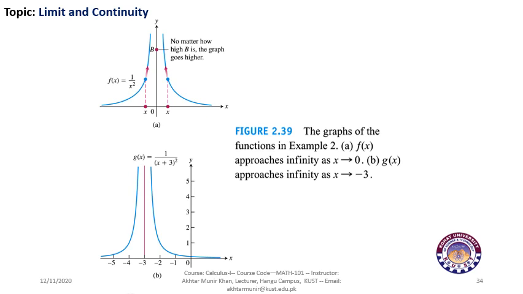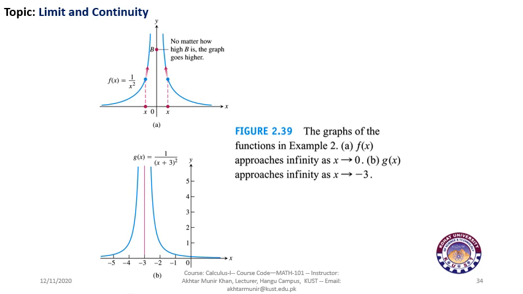So the graphs here, consider this example y equals 1 over x square. No matter how high b is, the graph goes higher. So this is the graph of 1 over x square.